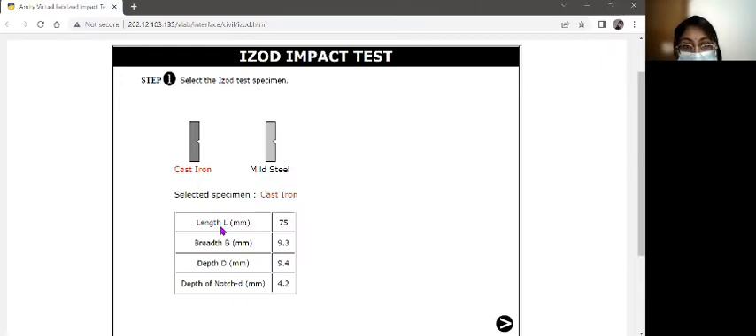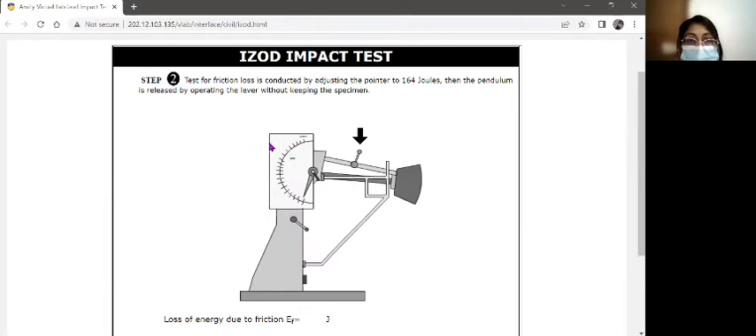As we can see, the length of the cast iron is 75 mm, the breadth is 9.3 mm, and the depth is 9.4 mm. Meanwhile, the depth of notch equals 4.2 mm. Step 2. The test for friction loss is conducted by adjusting the pointer to 164 joules. Then the pendulum is released by operating the lever without keeping the specimen.